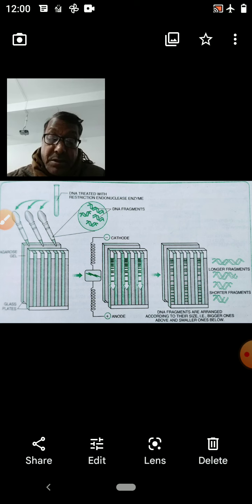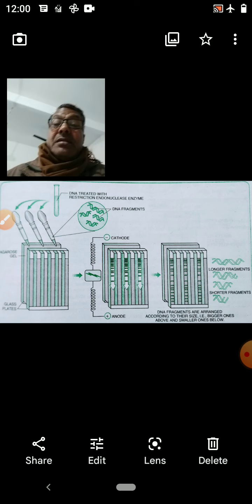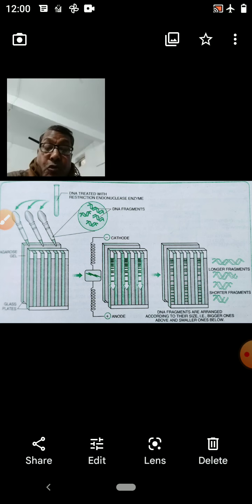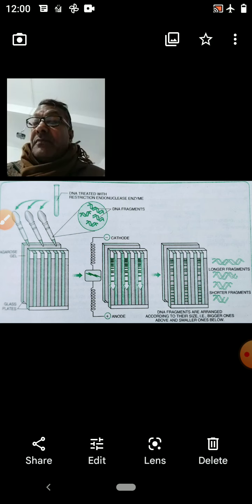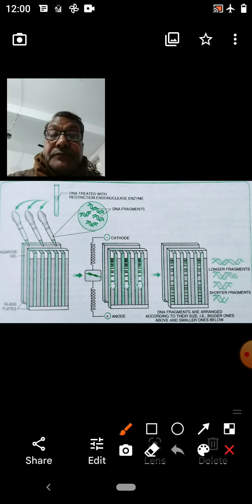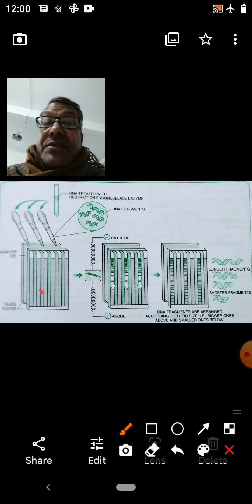So, in electrophoresis, first the gel is solidified to form a solid plate formed with a number of separate wells. So, in this figure, there is the solid plate and a number of separate wells are formed.